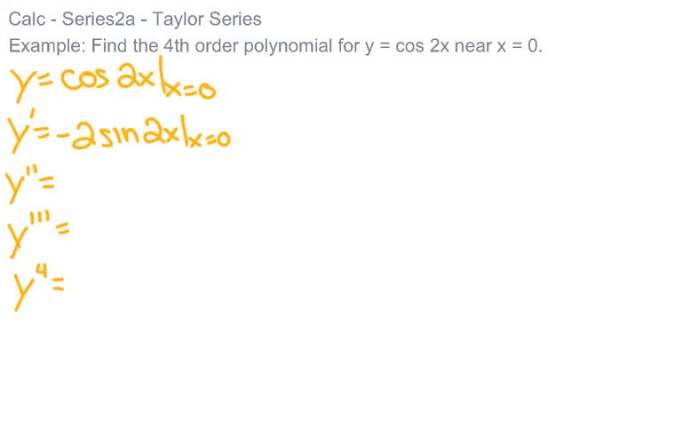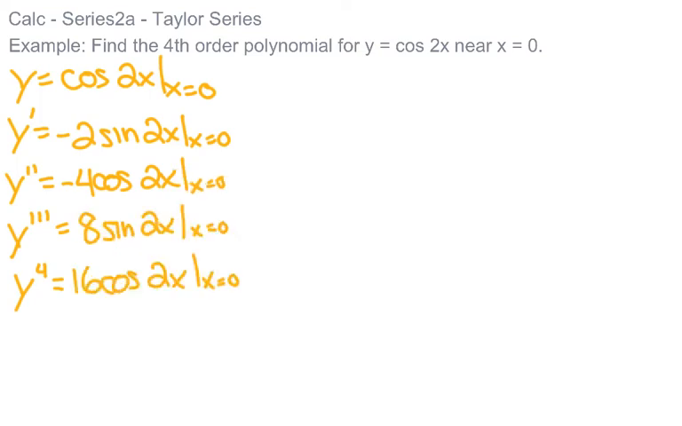And this one we have a y notation, so we could say dy dx or d2y dx squared, but just using prime notation is good. Y prime, y double prime, y triple prime, y super 4. So the 4th derivative, because it's the 4th order polynomial. The first derivative is negative 2 sine 2x. The second derivative is negative 4 cosine 2x.